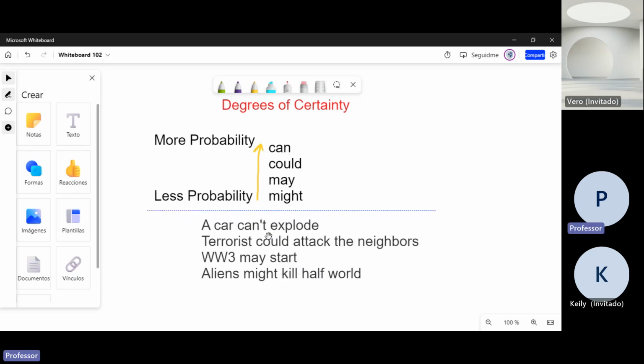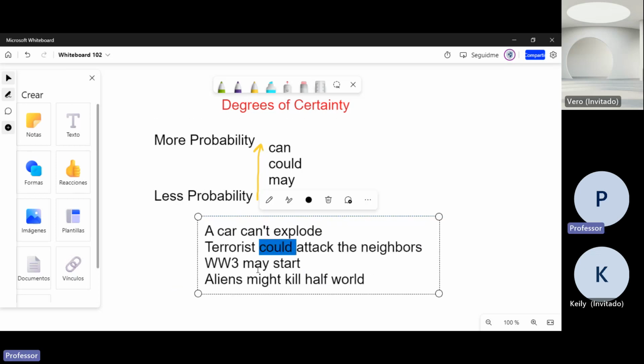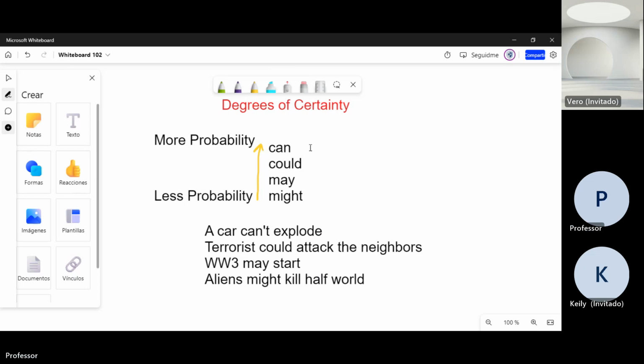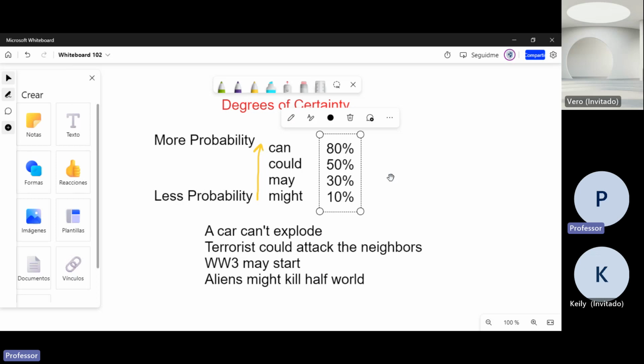Okay, so as you can see, I am using the modal verbs can, could, might to express probability. We're going to use can to express 80% of probability, could to express 50% of probability, might to express 30%, and finally might to express 10% of probability.